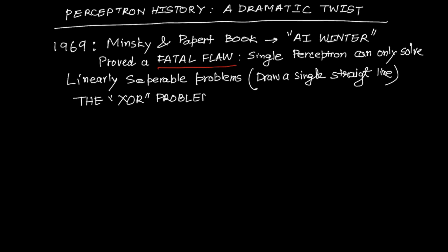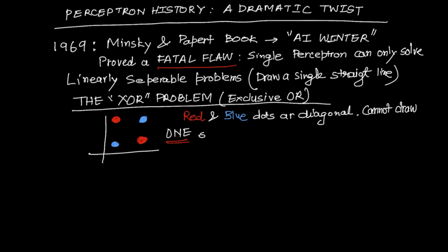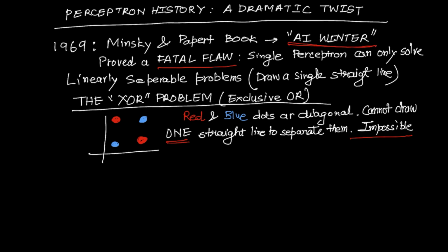But look at this pattern. This is the XOR, or exclusive OR, problem. The red dots and blue dots are diagonal from each other. Try to draw one straight line to separate the red from the blue. You can't do it. It's impossible. This realization caused the AI winter. People thought, if it can't even solve this simple logic puzzle, it's useless.